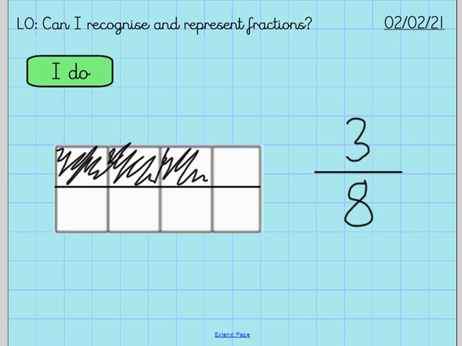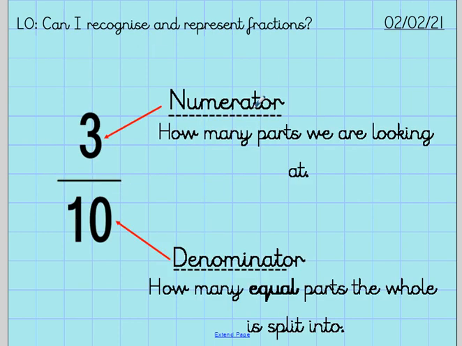If I asked you how many were not shaded, 1, 2, 3, 4, 5, we're still talking about eighths because we're still split into 8 parts, but this time 5 of them are not shaded. So 5 are not shaded, 3 are shaded. So the numerator tells us how many parts we're looking at, and the denominator, how many equal parts the whole is split into. Please can you make sure this is in your book or on your work somewhere today, because that's really important.